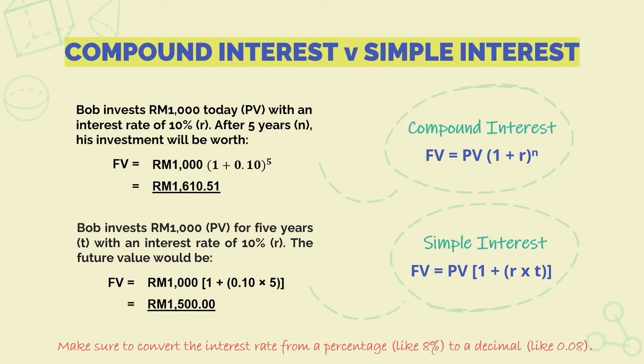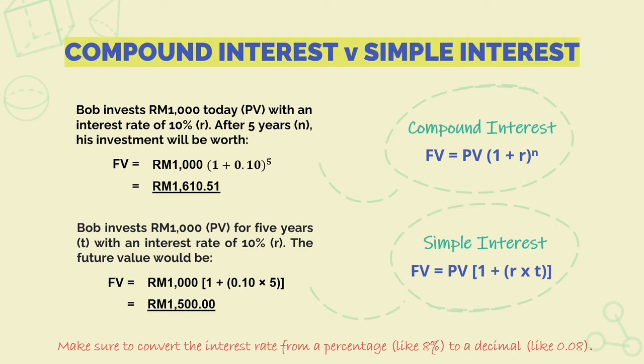Next, compound interest versus simple interest. With compound interest, an asset earns interest on both the initial deposit and the interest that accrues each year. In other words, you earn interest on your interest. Let's say Bob invests RM1,000 today with an interest rate of 10%. After 5 years, how much will his investment be worth?